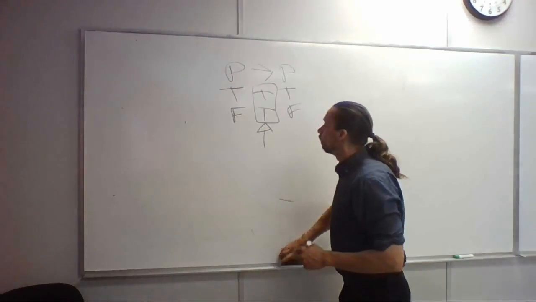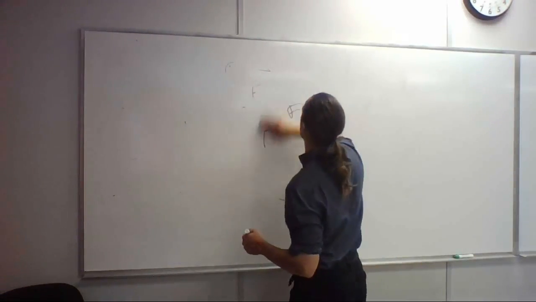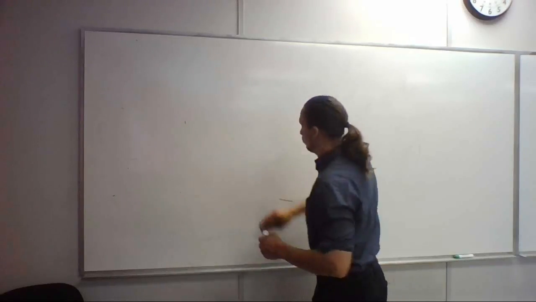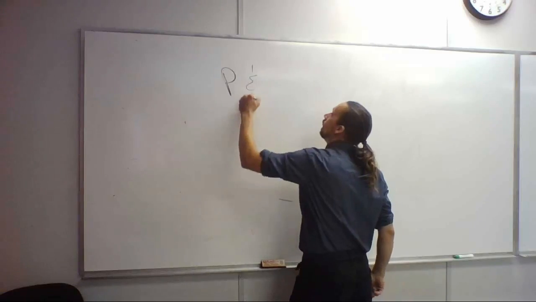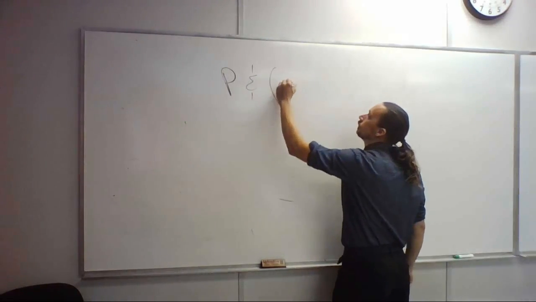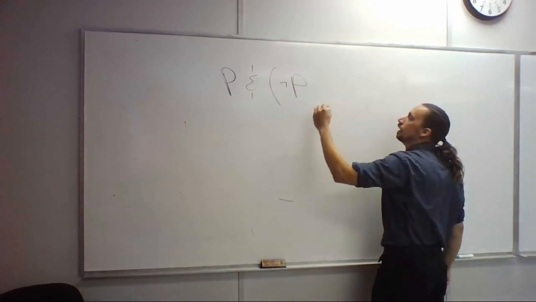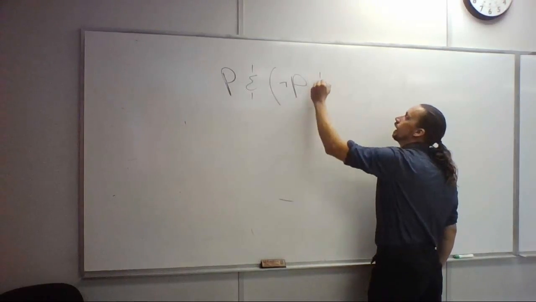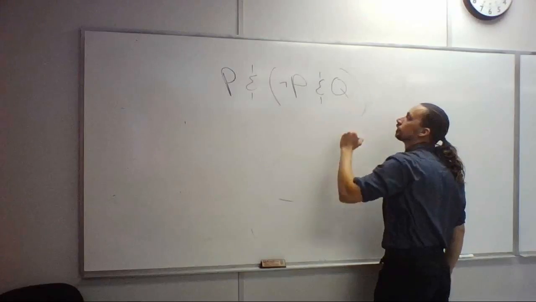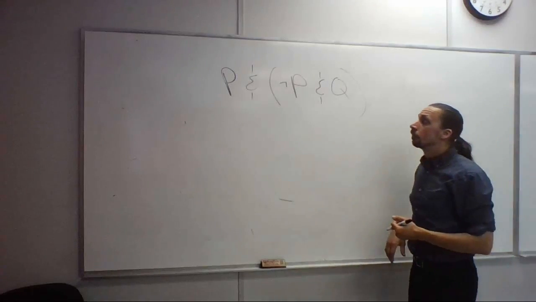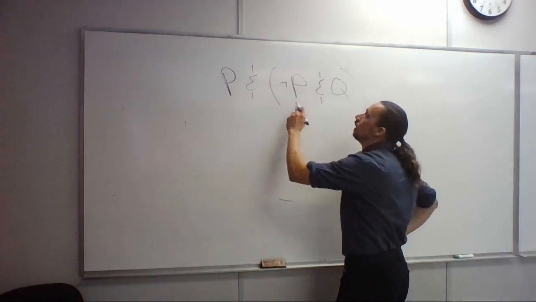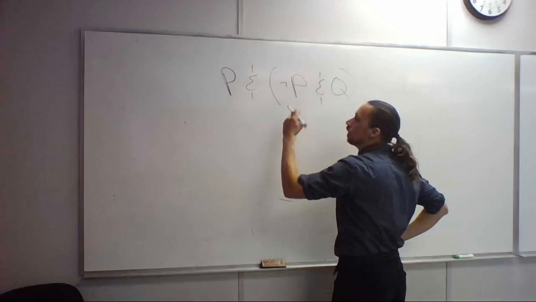Let's do a slightly easier contradiction. How about P and not P and Q, say. Now, is this a contradiction? Sure it is. Why? Because we have P and not P, roughly.